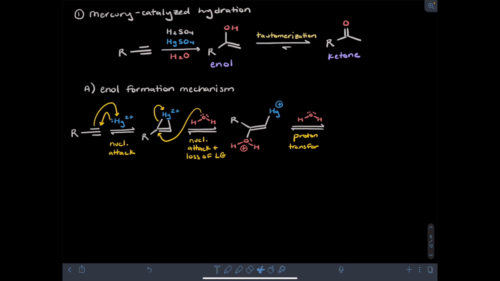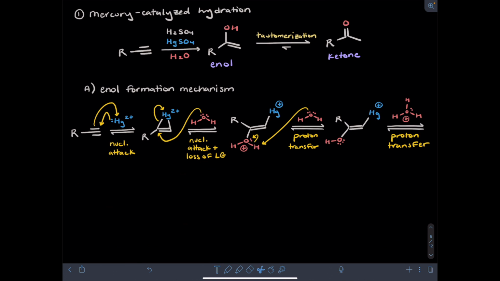In the next step of the mechanism, I'm going to deprotonate the cationic oxygen. Under these acidic conditions, the best base that I have present is water. I'll use a water lone pair as the base in this proton transfer step. This proton transfer gets to a neutral oxygen, the mercury remains attached to the other carbon, and the double bond remains.